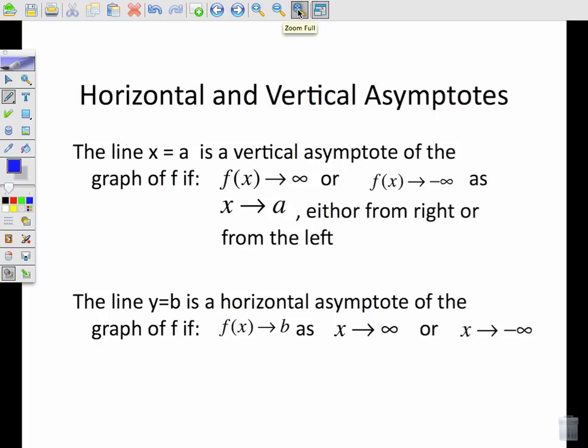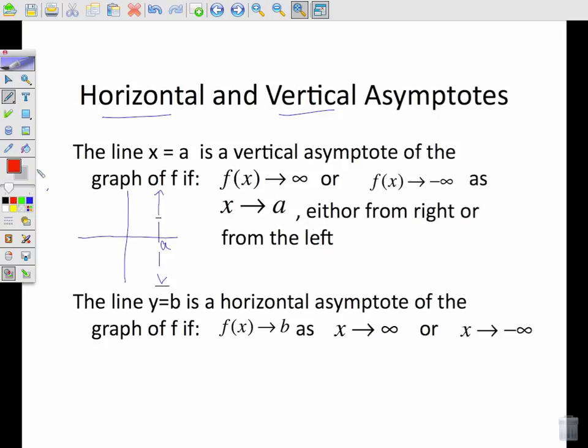What we're really focusing on today are horizontal and vertical asymptotes. Let's talk about the vertical one first. The line x equals a looks like this. The line x equals a is a vertical asymptote of the graph of f if f of x approaches infinity or f of x approaches negative infinity as x approaches a.